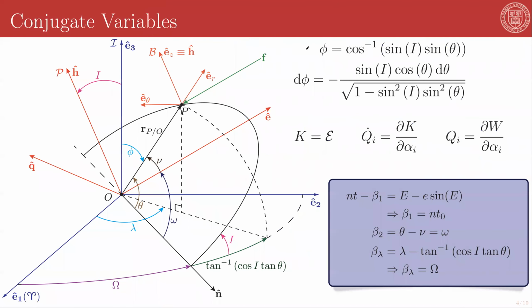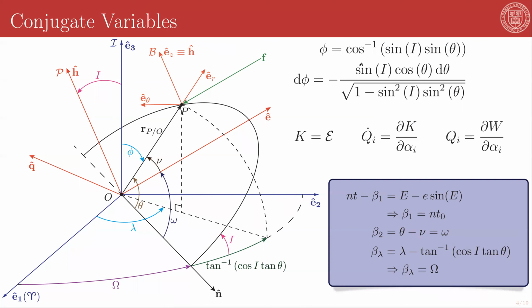And that is that in this system, the zenith angle phi is given by the arc cosine of the sine of the inclination times the sine of the argument of latitude. Remember, the argument of latitude is the angle between the line of nodes, which is in the E1, E2 plane, up to our radius vector. Phi is pointing down from the direction orthogonal to this plane down to the radius vector, and the inclination is the angle between the plane in which the radius vector resides and the E1, E2 plane.